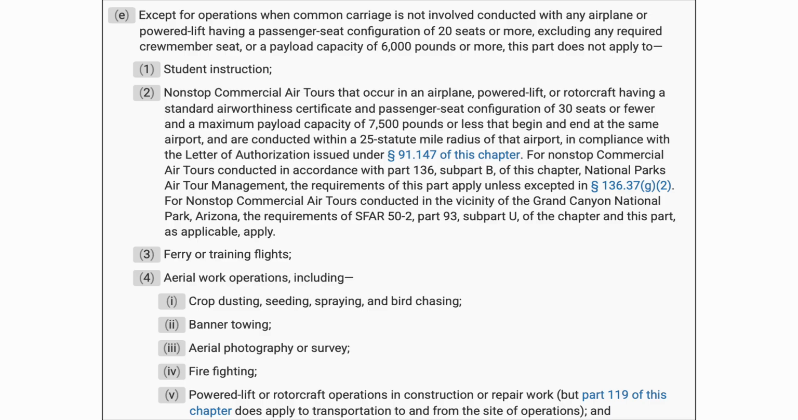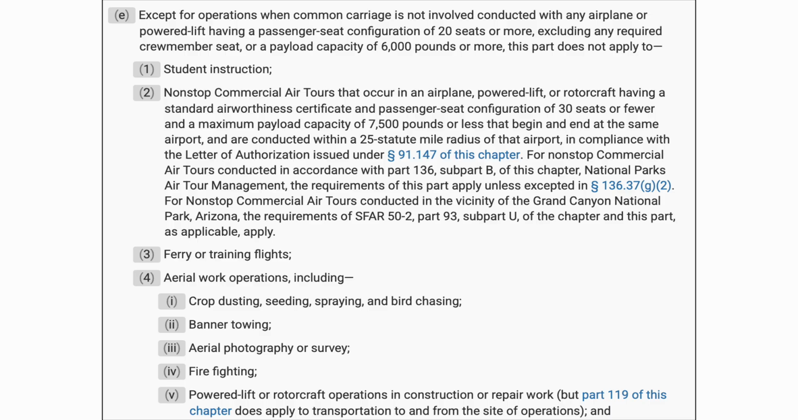Nonstop aerial tours constitute another significant exemption, though this area requires careful analysis. The regulation permits certain aerial tour operations without a commercial operator certification, but the specific limitations and requirements must be thoroughly understood. Tours that involve multiple stops or that function as transportation rather than sightseeing may not qualify for this exemption.